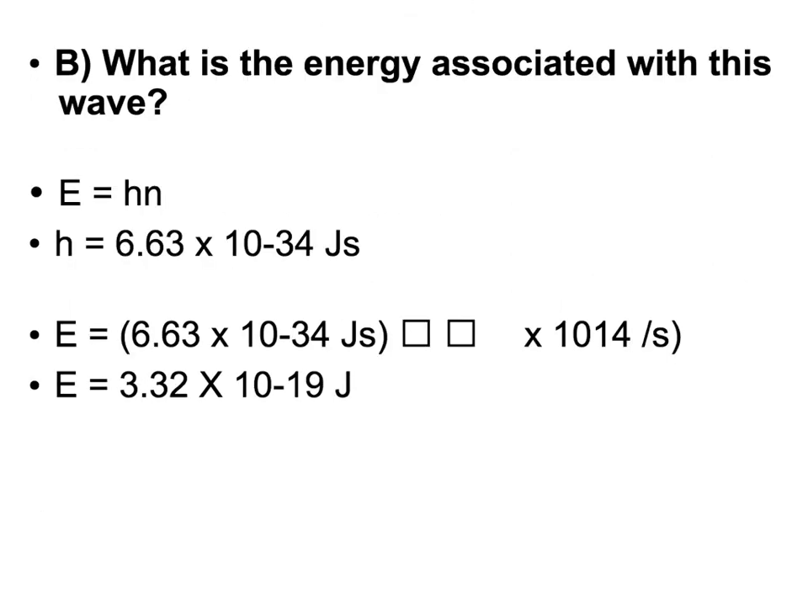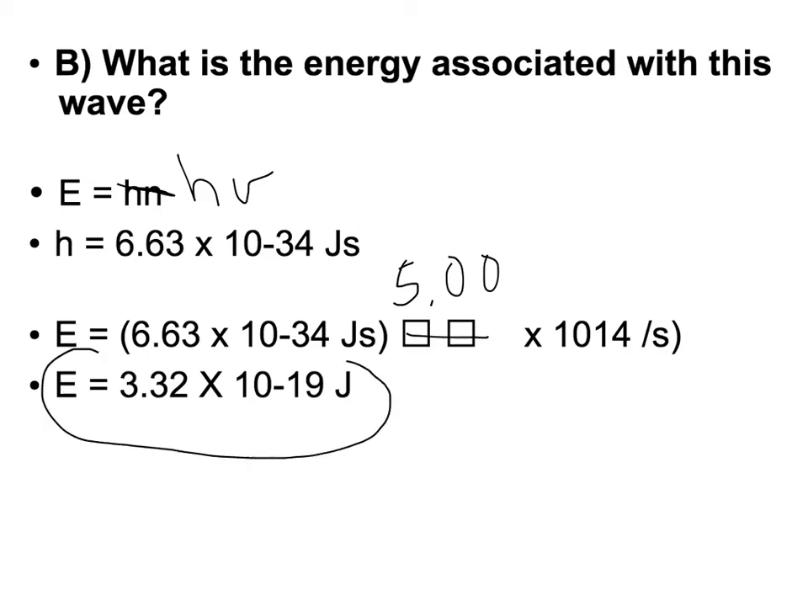Then what's going to be the energy associated with this? Well, again, we have h times nu. Planck's constant's given. So we will multiply 6.63 times 10 to the negative 34 times 5.00 times 10 to the 14th. And in appropriate significant digits, we're going to get 3.32 times 10 to the negative 19 joules. So that'll be our answer for B, which is the energy.